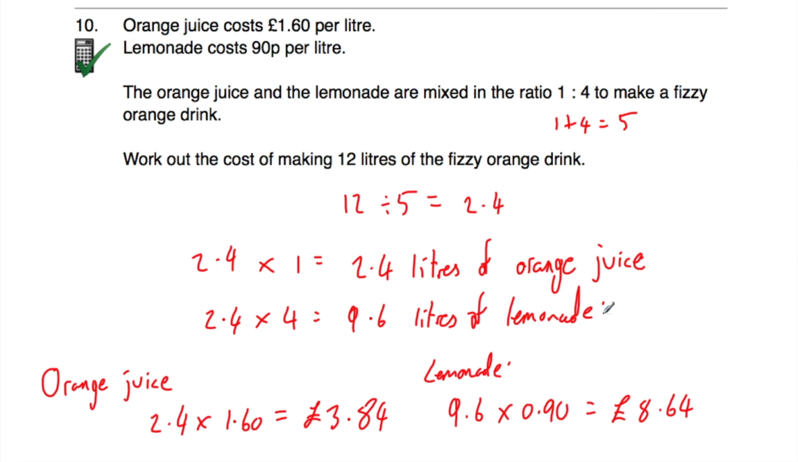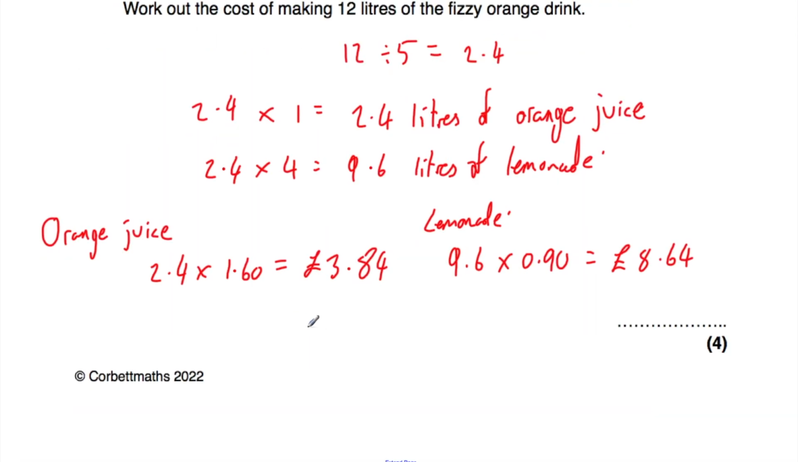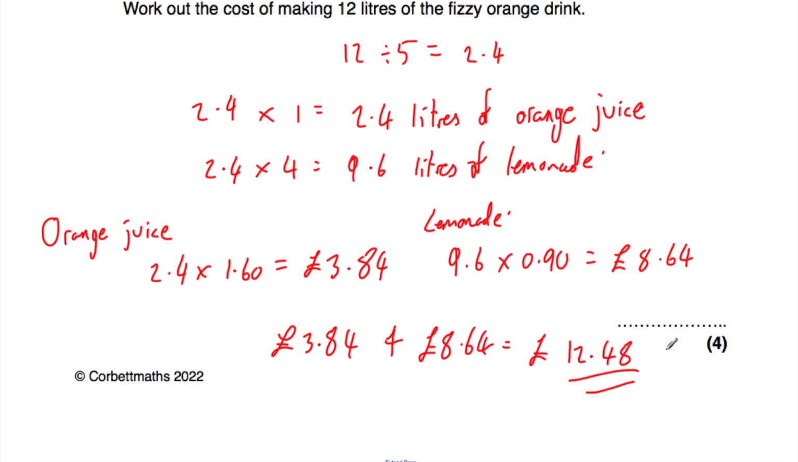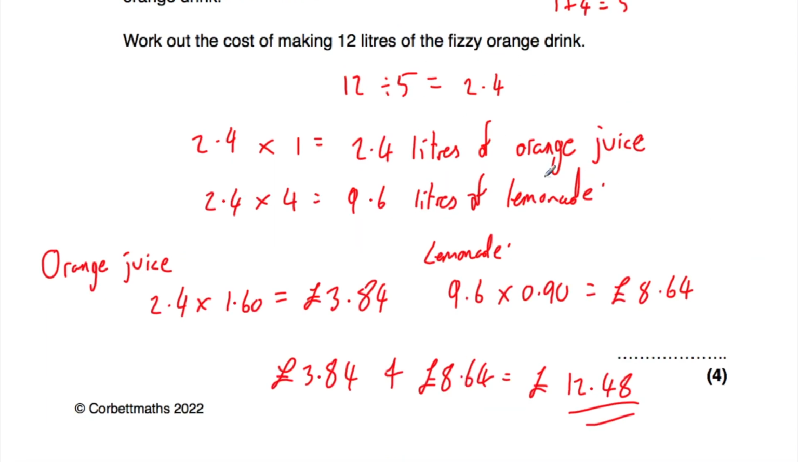And if we add them together, that will be the cost of the 12 litres of fizzy orange drink. So let's add them together. £3.84 plus £8.64 is equal to £12.48. So the cost of 12 litres of the fizzy orange drink is £12.48, and that's it. So how much does the fizzy orange drink cost? £12.48.